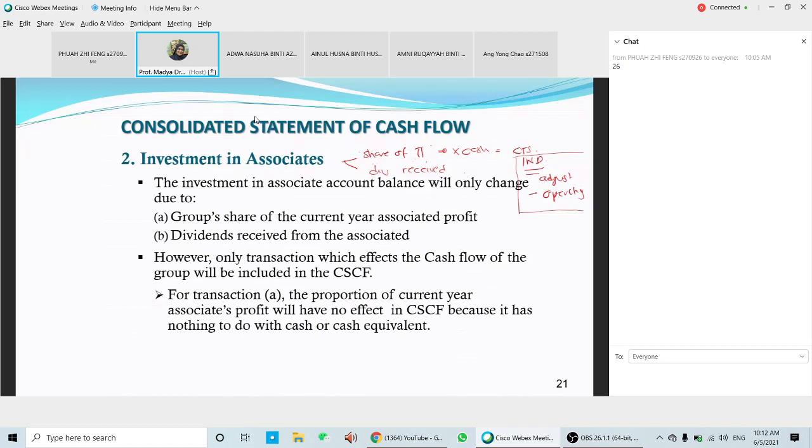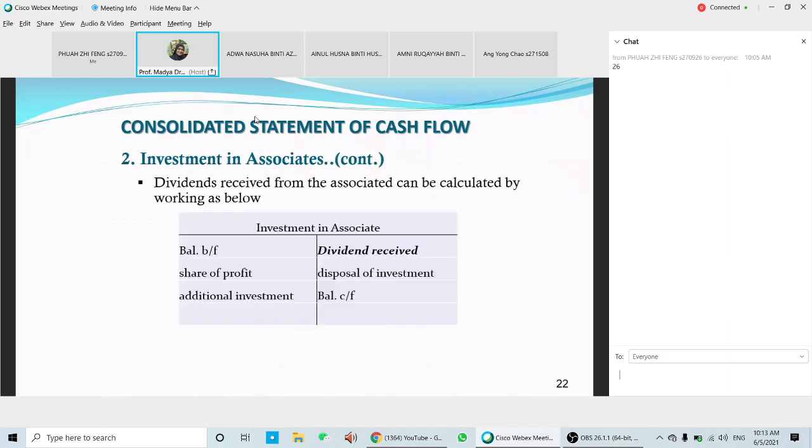Now let's look at the dividend received. The dividend received results in an inflow of cash, so we are going to include it in the cash flow statement. This is how we calculate the dividend received from the associate. The associate is your investment, so the investment balance brought forward should be on the debit side. This investment increases due to the share of profit, and with any additional investment. It is reduced due to disposals and also reduced by the dividend received.